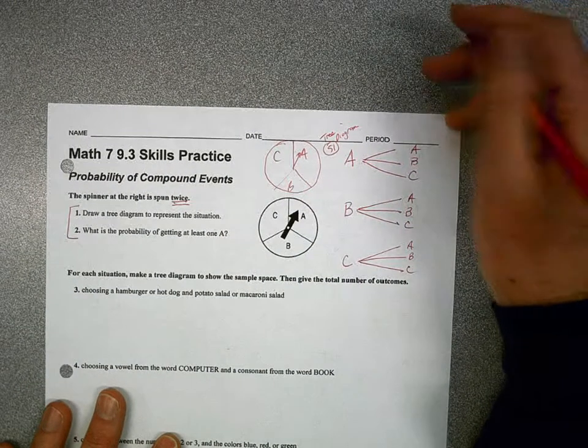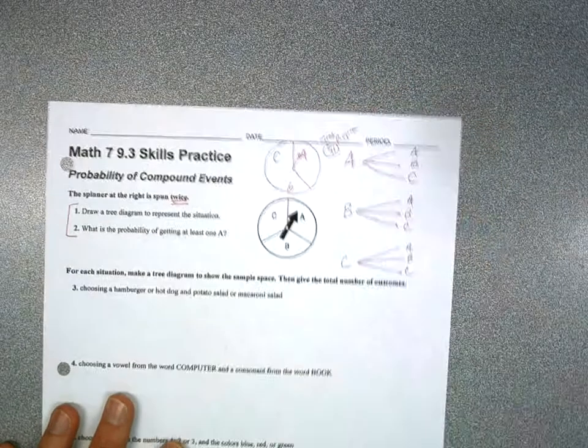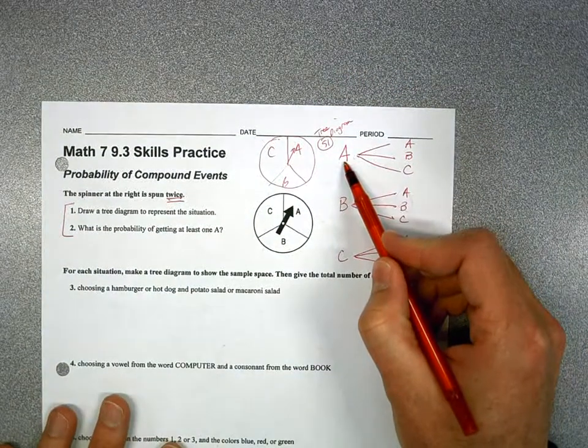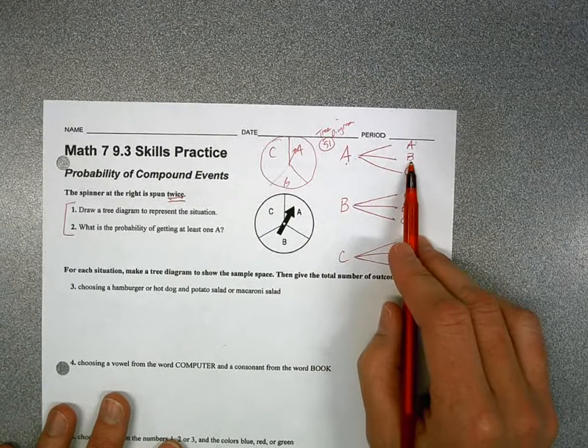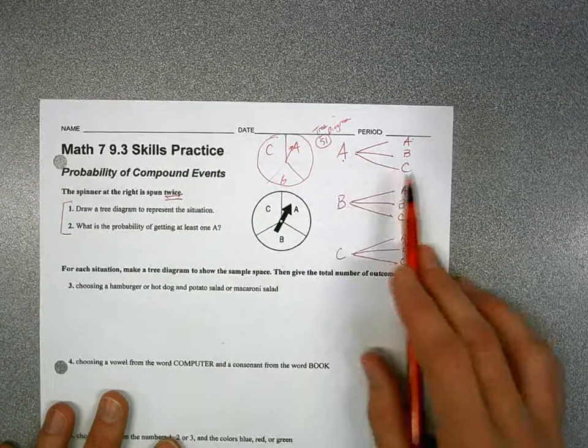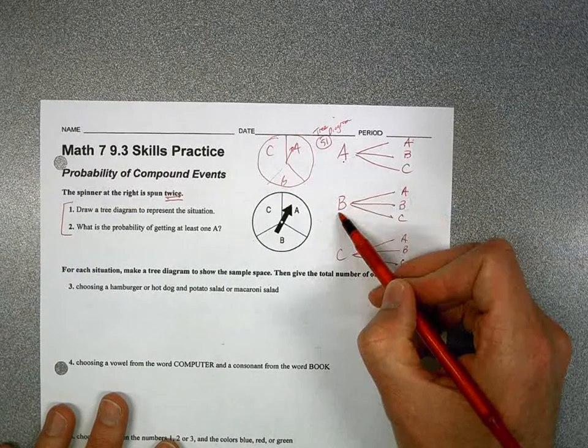Okay, so here's what this means, kind of like on the other side. You spin an A the first time, you spin an A on your second spin. Or you can spin an A the first time and a B on your second, right? Or if you spin an A on your first, you can spin a C on your second. That's what that means. Or you could spin a B on your first, an A on your second.